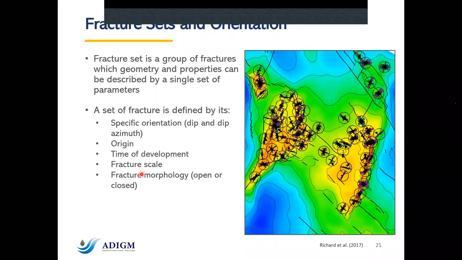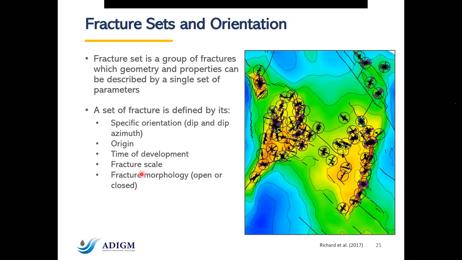Other than the orientations, we can also define the fracture sets based on their origin. We may have different tectonic events that create different fractures. But in the case when the fracture direction or orientation is the same, it's very difficult to distinguish or define which fracture set comes from which tectonic event. So it's almost impossible to do that.